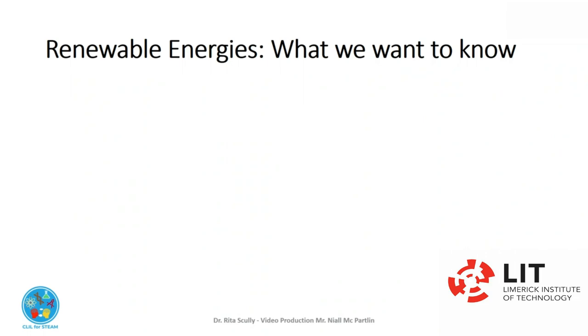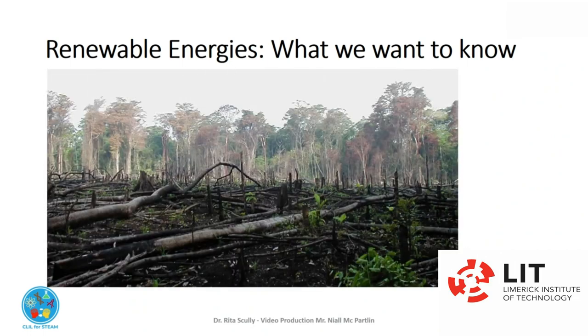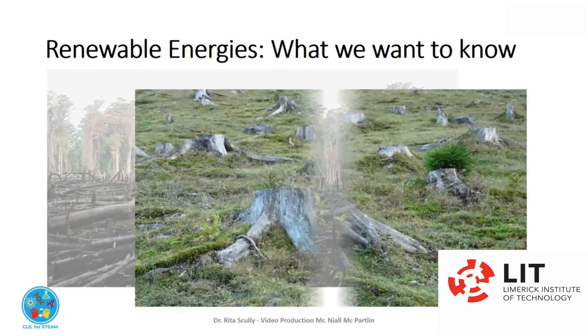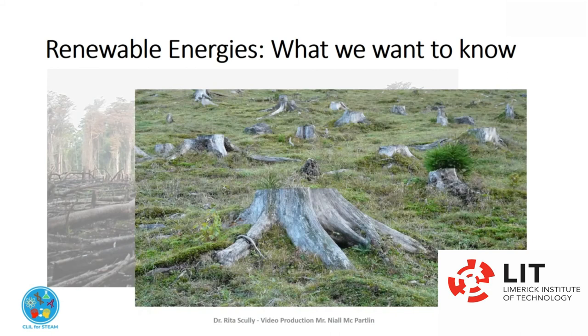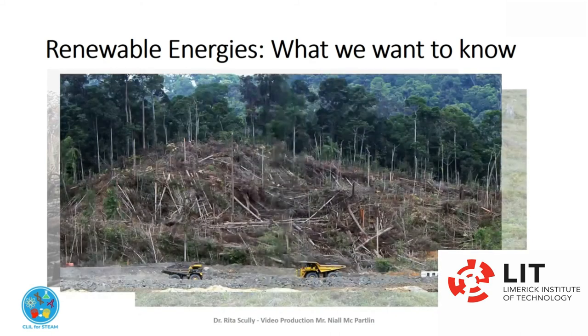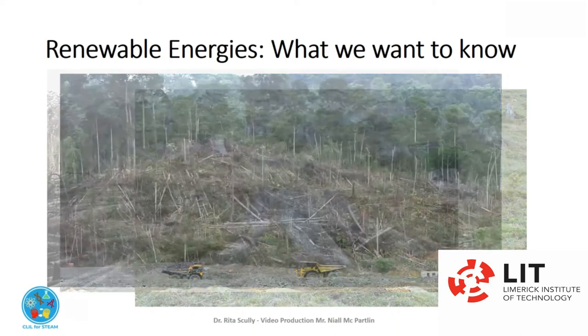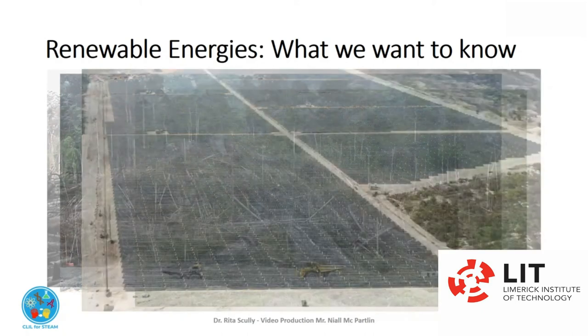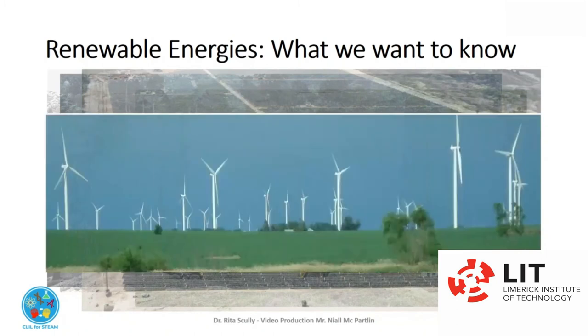Renewable energies can also have problems. If we cut down too many trees and we don't replace them fast enough, we can contribute to the greenhouse effect. We might need grains to be used for food rather than biofuels. And some renewable resources have been too expensive to be widely used or have caused environmental problems when they have been installed.